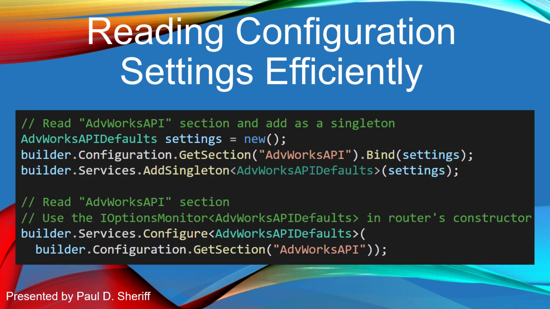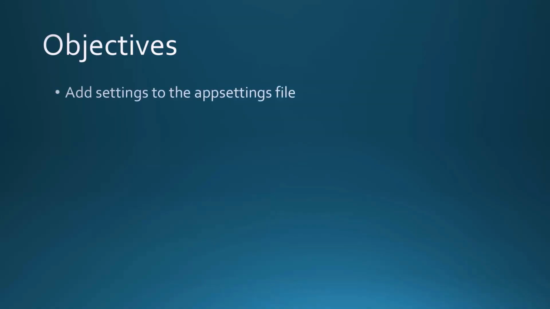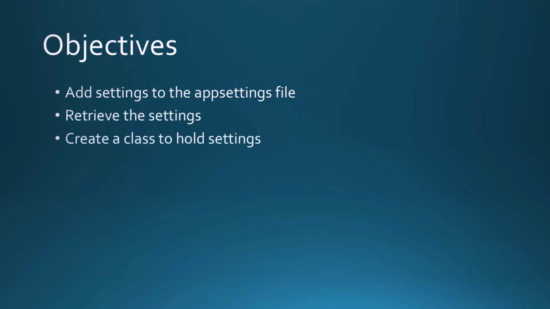This lesson is reading configuration settings efficiently. The objectives for this lesson are to add settings to the app settings file, retrieve those settings, and create a class to hold those settings.